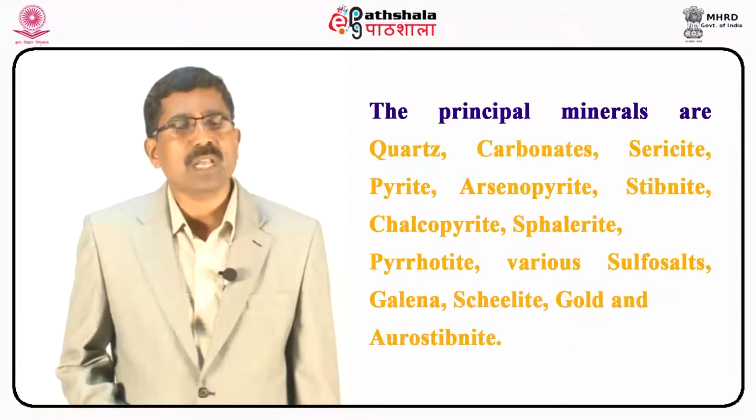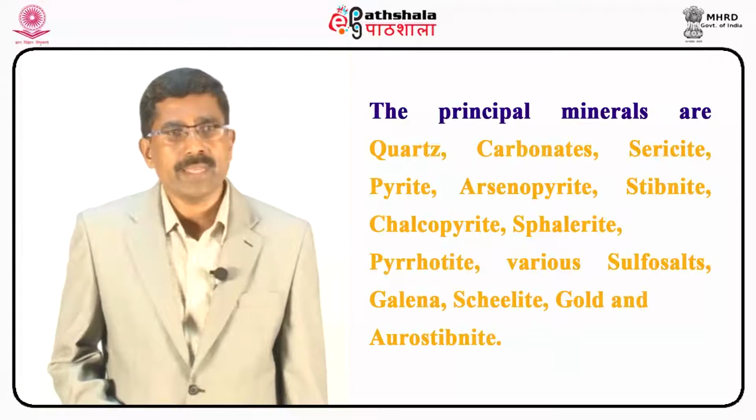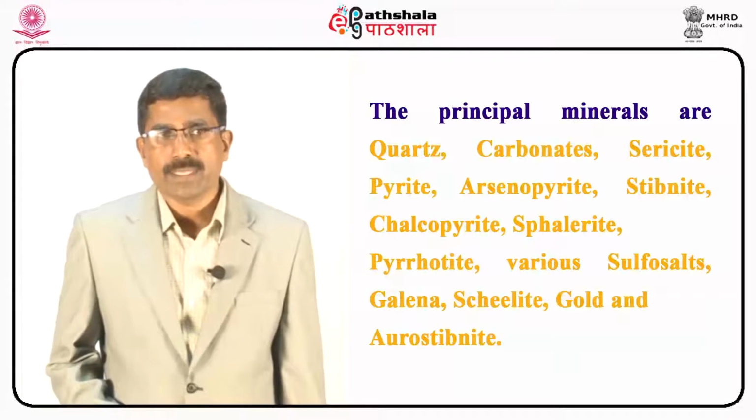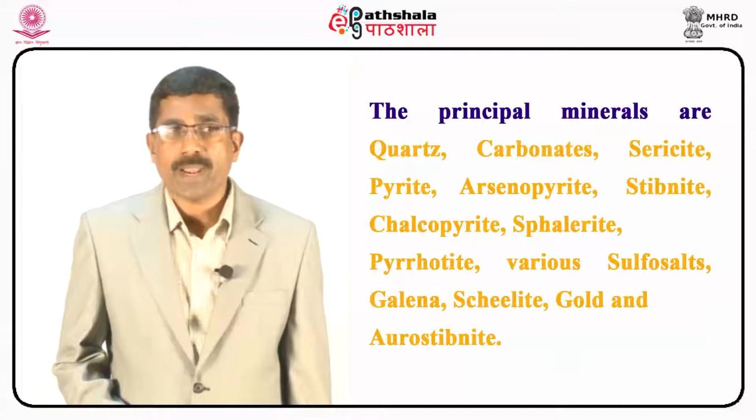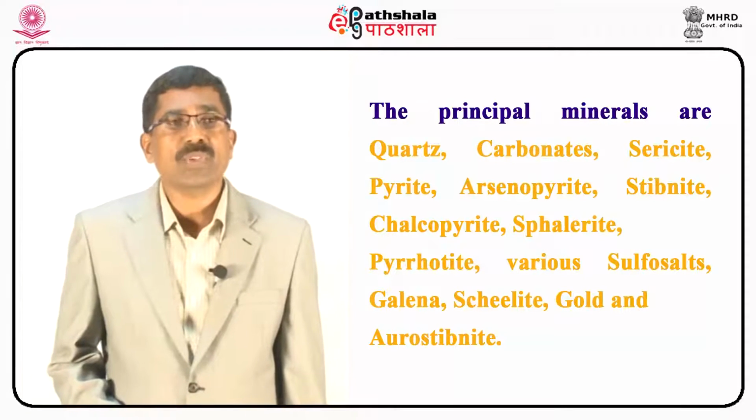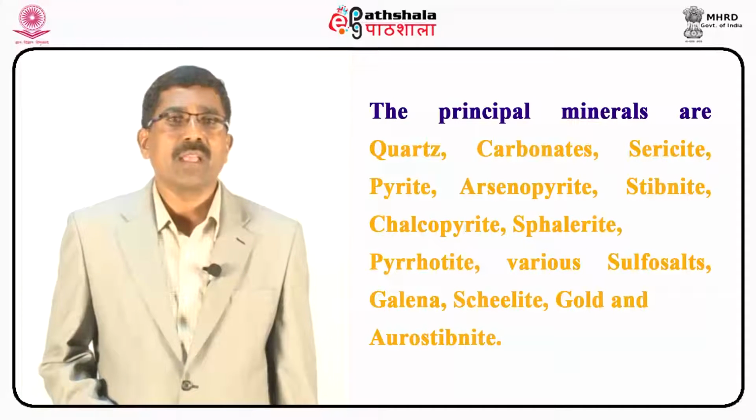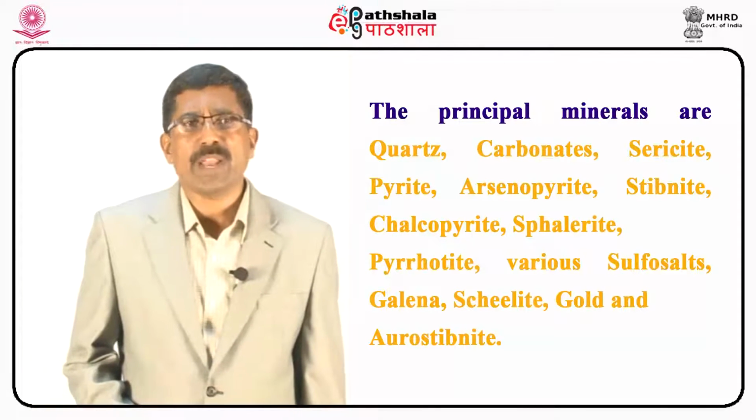The principal minerals are quartz, carbonates, sericite, pyrite, arsenopyrite, stibnite, chalcopyrite, sphalerite, pyrrhotite, various sulfosalts, galena, scheelite, gold and aurostibite. The regional metamorphism of the host rocks varies from amphibolite to greenschist facies. Altered zones of carbonate silicate schist and chlorite carbonate schist occur in the host rocks adjoining the deposits. It is very instructive to remember that the dominant mineral of the veins is quartz.